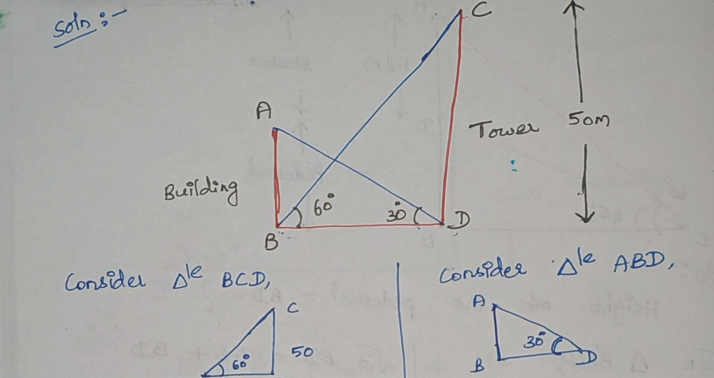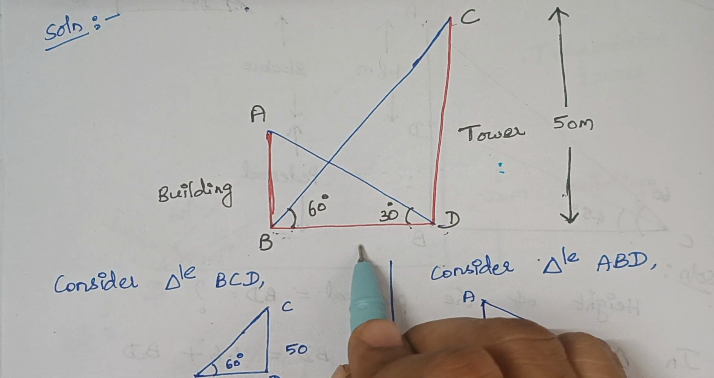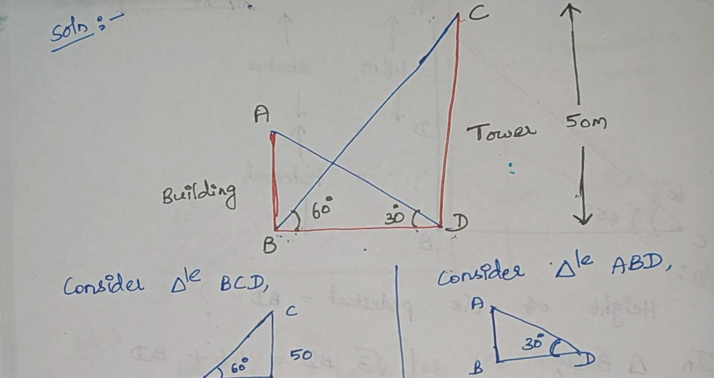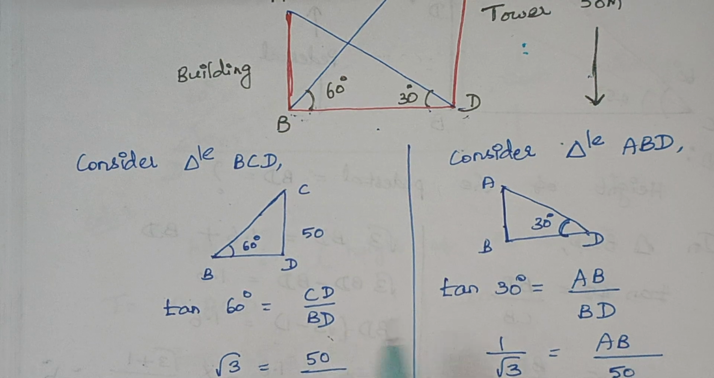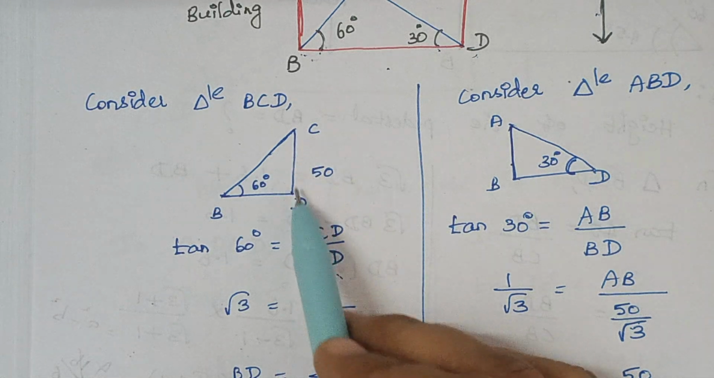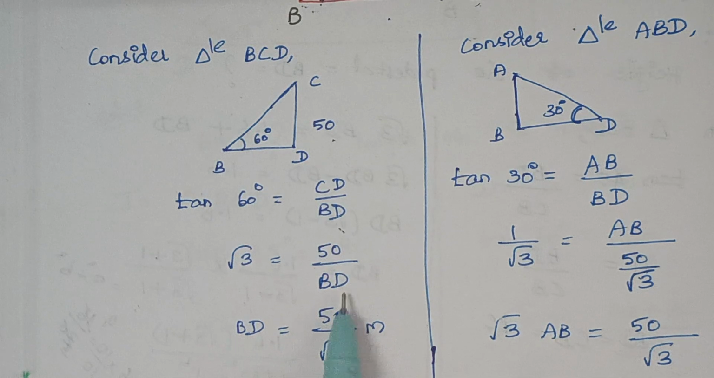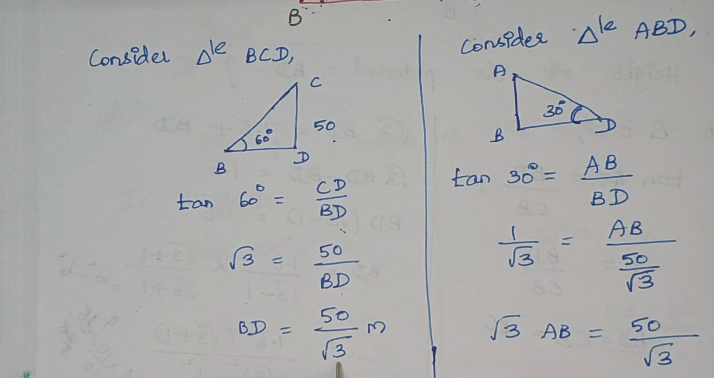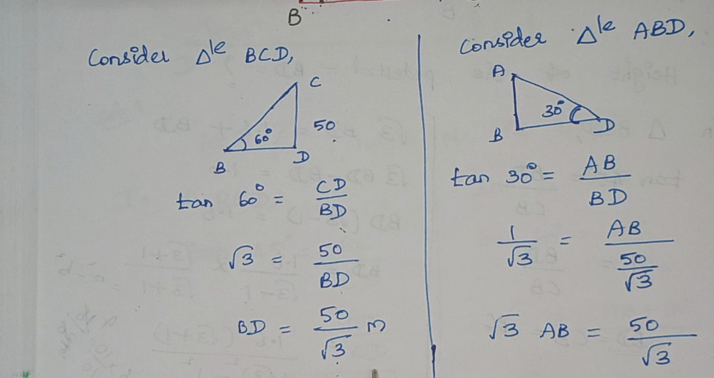So it is tan 60 degrees. Tan 60 degrees is nothing but opposite side by adjacent side. Here the opposite side is CD and the adjacent side is BD. So tan 60 degrees is equal to CD by BD. What is the value of tan 60? It is root 3, and the value of CD is 50. So what about the value of BD? You just have to cross multiply. So BD is nothing but 50 divided by root 3. So now we have calculated the value of BD.